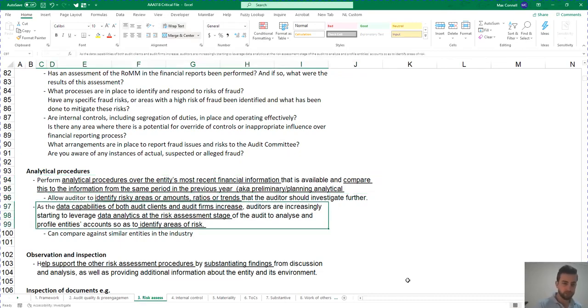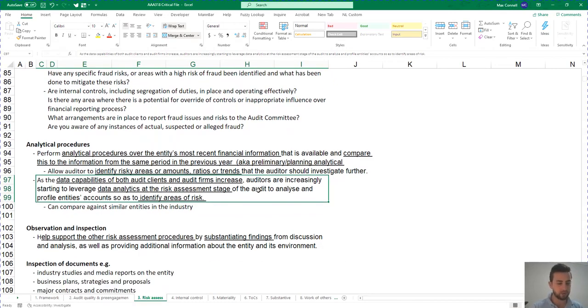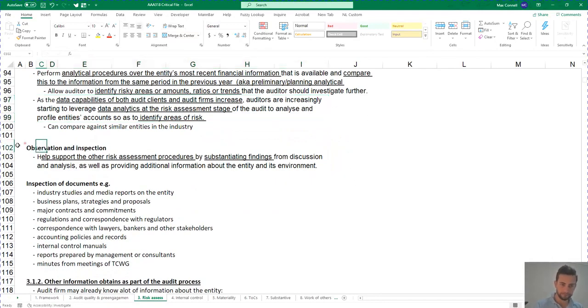So as the data capabilities of both audit clients and audit firms increase, auditors are increasingly starting to leverage data analytics at the risk assessment stage of the audit to analyze and profile entities' accounts. So it's becoming more and more of an important area of audits, just doing that data analytics to find the areas and make audits more efficient, the areas that they should be looking at for risk areas.